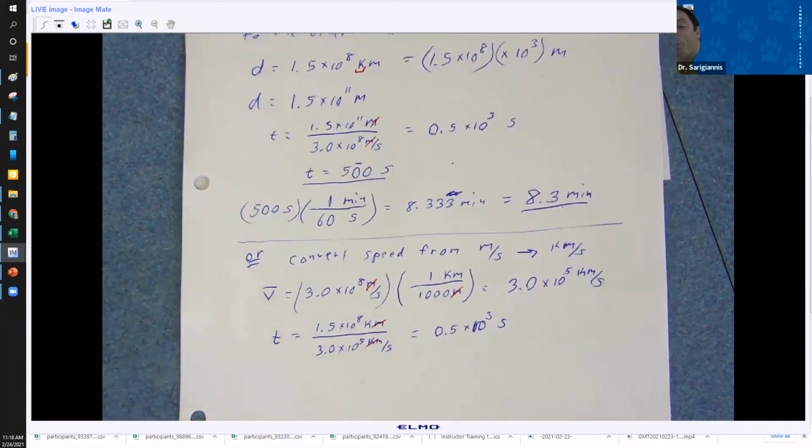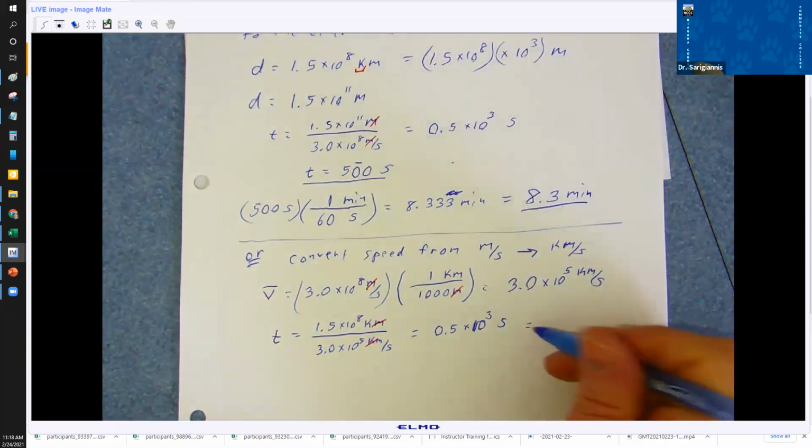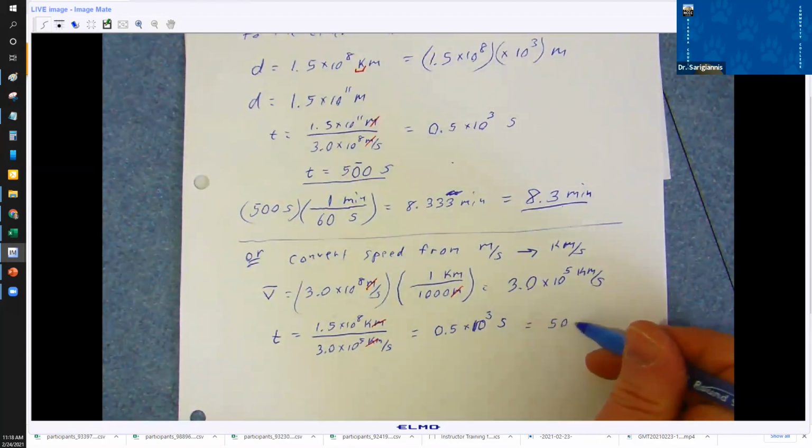So this is why it's important to keep the same units of the one that cancels, or to cancel them out from each other, because you can't cancel kilometers and meters. They're off by a factor of 1,000. So this number obviously is going to be, again, 500 seconds, right?